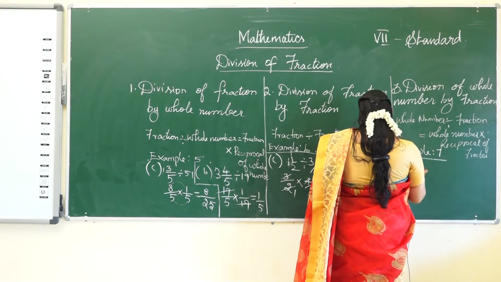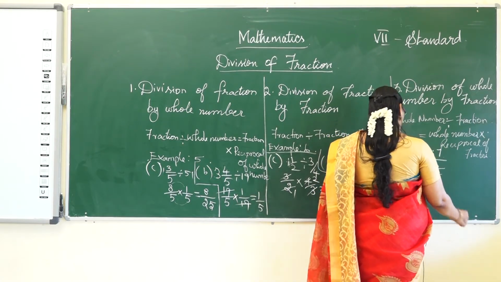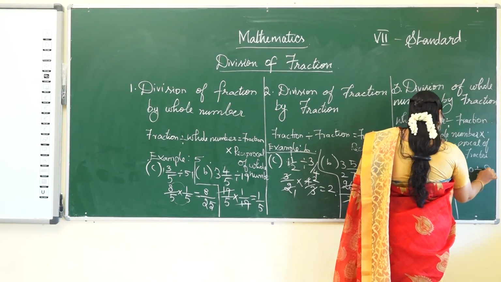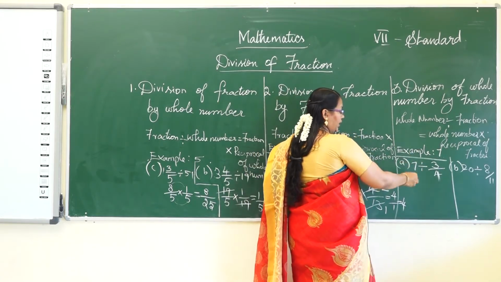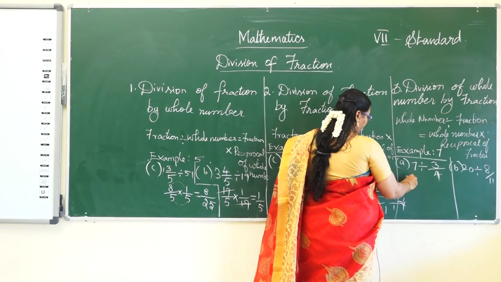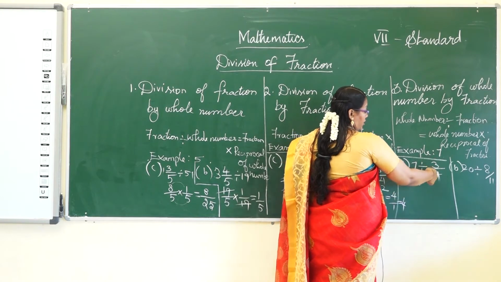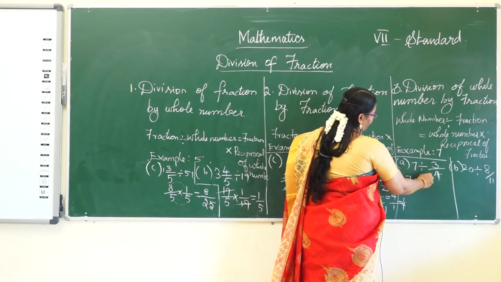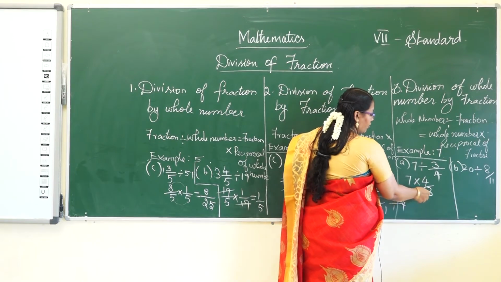Divide: A, 7 divided by 3 by 4, and B, 20 divided by 8 by 11. Okay, see the first one. What is the rule for this whole number divided by a fraction? Change the division to multiplication, with the reciprocal of the fraction. What is the reciprocal of 3 by 4? 4 by 3. The reciprocal of 3 by 4 is 4 by 3.